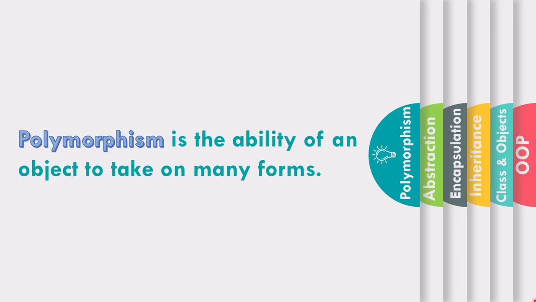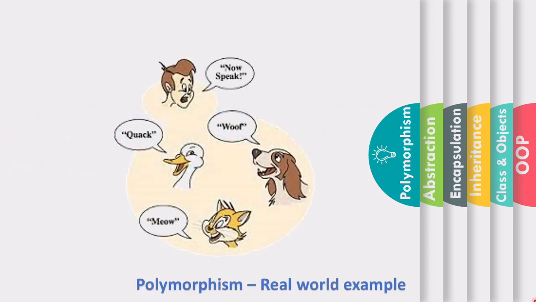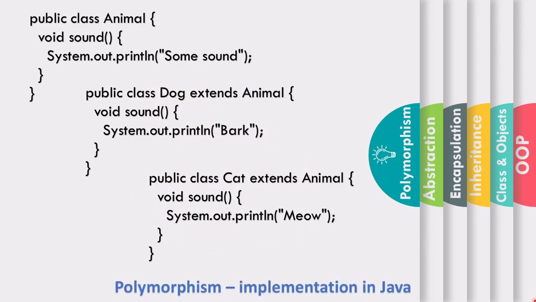Polymorphism is the ability of an object to take on many forms. Polymorphism allows methods to do different things based on the object that it is acting upon. This is a real-world example of polymorphism. When one asks animals to speak, they speak in their own way. The class animal has a sound method.